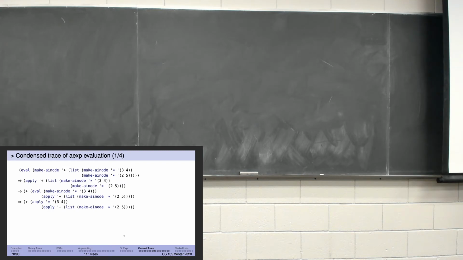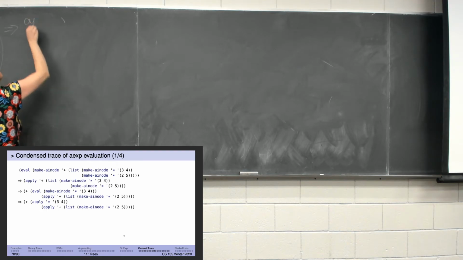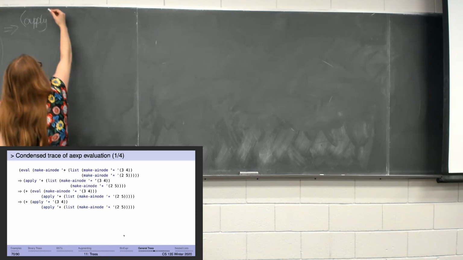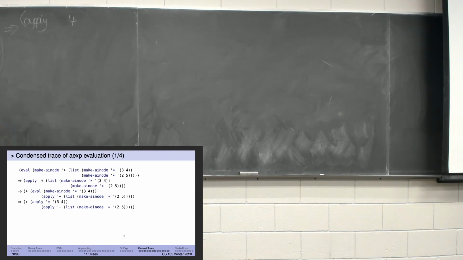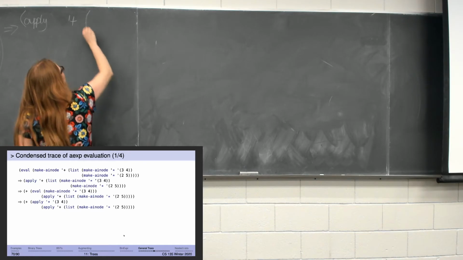So when I call eval, I'm calling eval on this. And I check and I say, oh, look, this is not a number. It's an AI node. So now I'm going to call apply, I'm going to pass plus, and I'm going to call it on my list of children. And my list of children is going to be that.